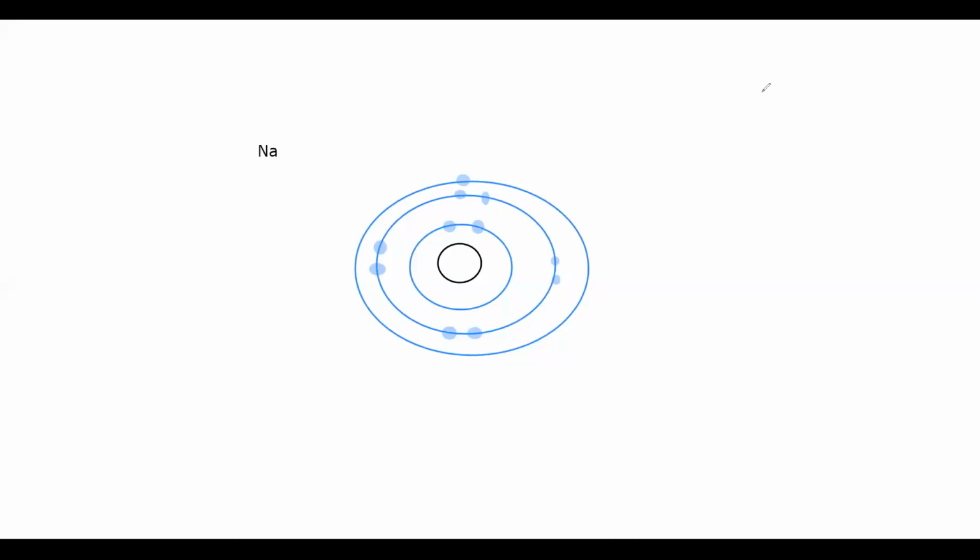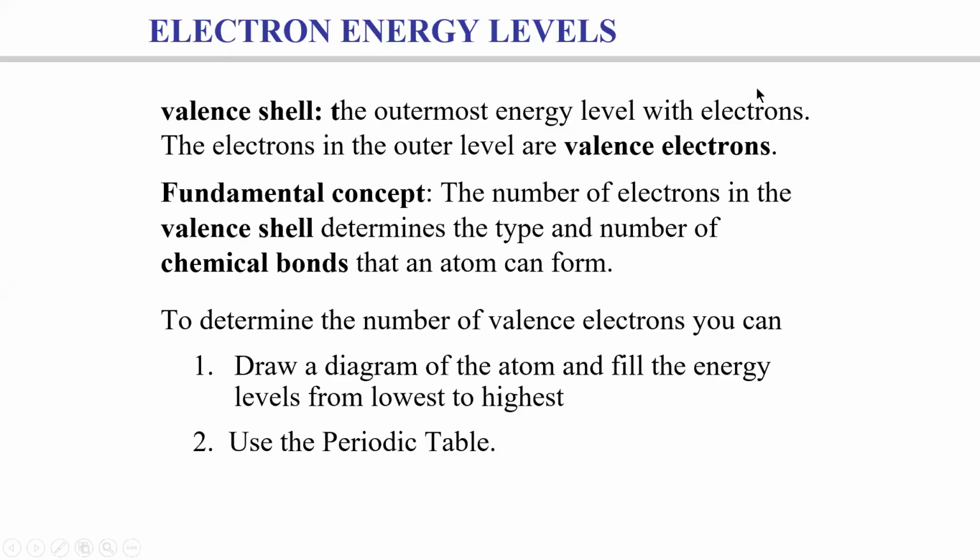And then to go back to our diagram of sodium that we drew before, the valence shell in an atom of sodium is the third shell, and sodium has 1 electron in its valence shell, or sometimes we'll say sodium has 1 valence electron. Why do we care about the number of electrons in the valence shell? That's what's going to determine the type and the number of chemical bonds that an atom can form. So we need to pay attention to how many valence electrons an atom has in its outer shell.